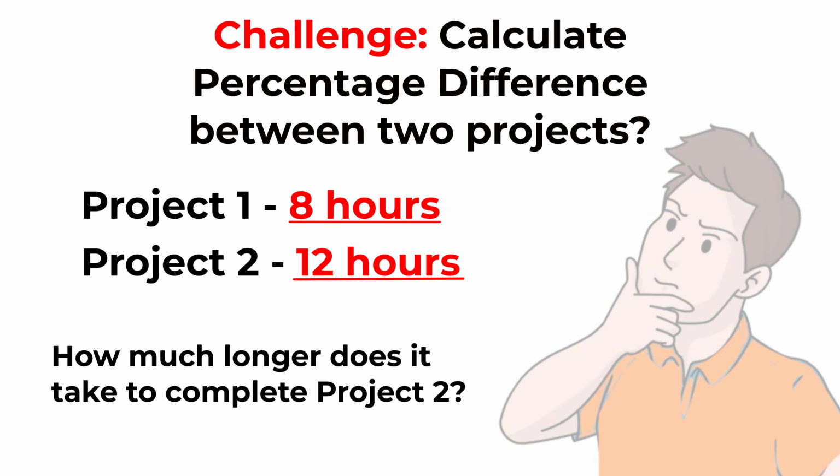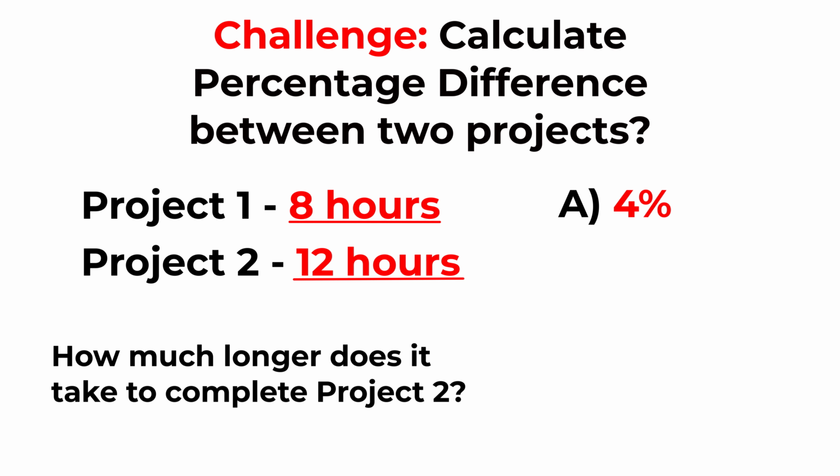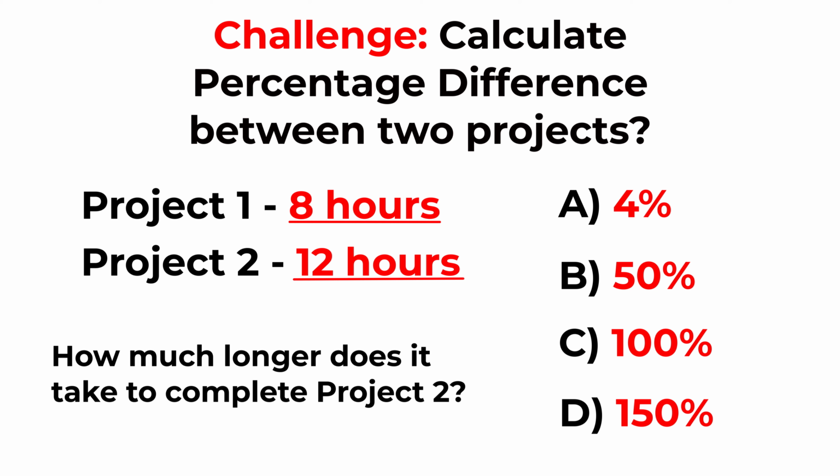You have 4 different choices. Choice A, 4%, choice B, 50%, choice C, 100%, and choice D, 150%.